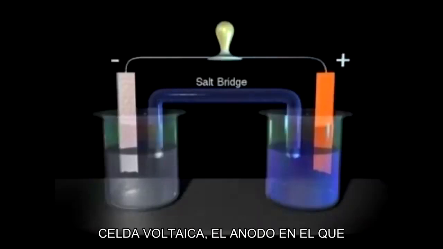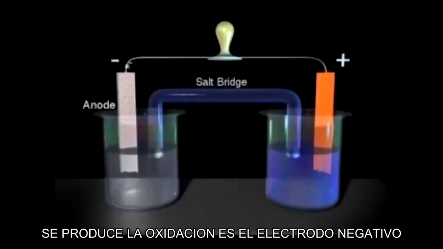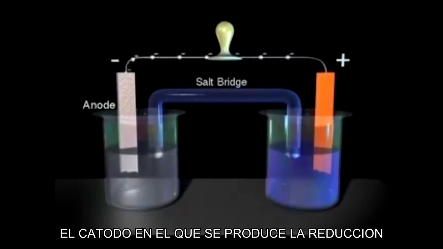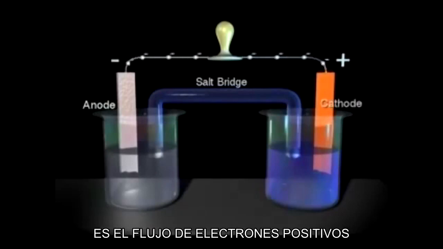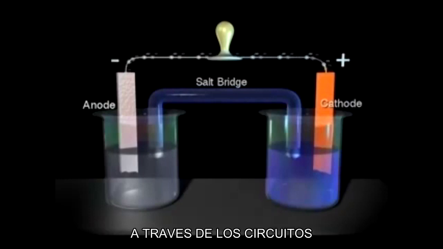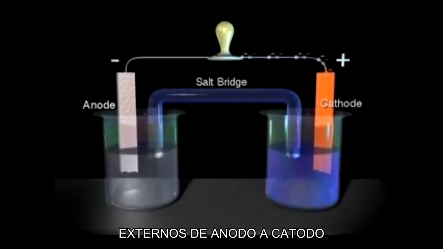Welcome back to probably the final last door. Remember that in a voltaic cell, the anode, at which oxidation occurs, is the negative electrode. The cathode, at which reduction occurs, is the positive electrode. Electrons flow through the external circuit from anode to cathode.